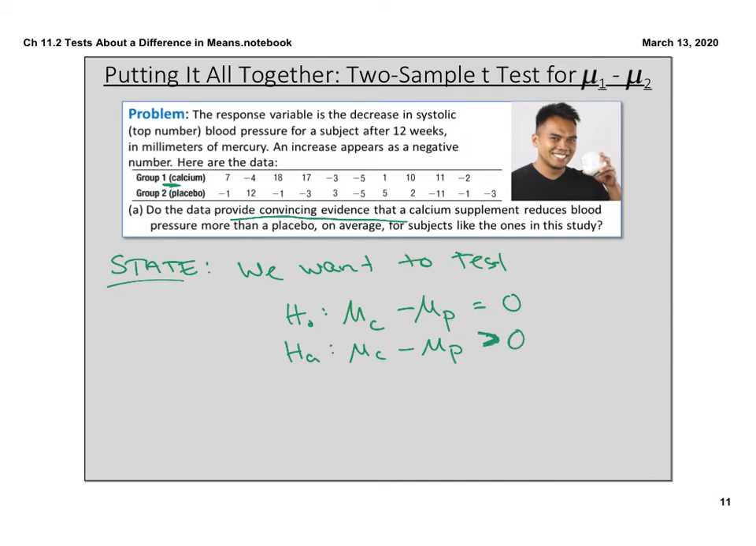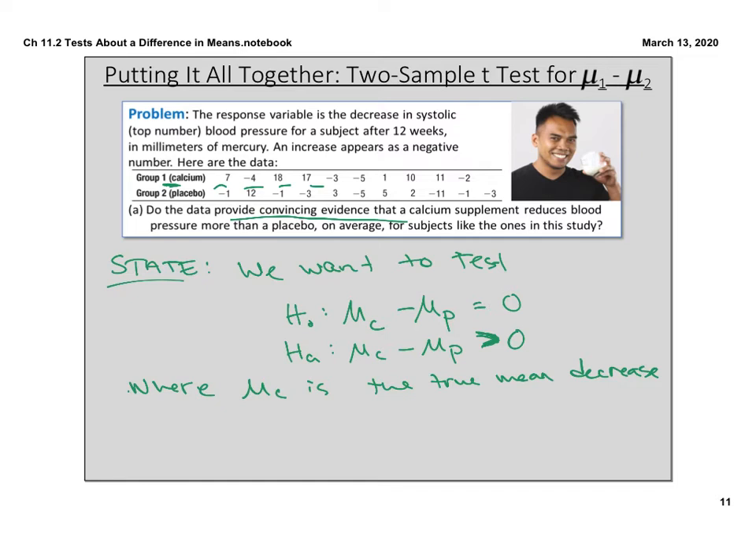We want to show that there is a decrease in the blood pressure. And remember, they said that the negative result appears as an increase. Okay, an increase appears as a negative result. So we want a decrease, which means we want it to be greater than 0. We want it to be positive. Okay, where mu C is the true mean decrease.